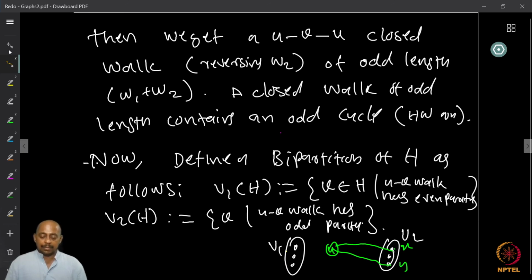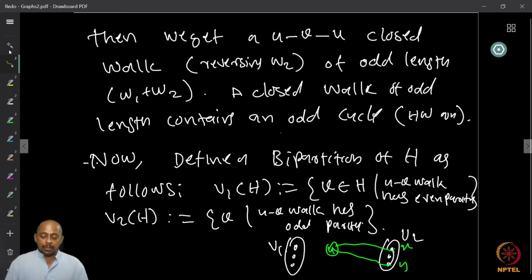U to x there is a walk which has, let's say, odd parity. Then U to y there is a walk which also has odd parity, which means that their sum has exactly an even number of edges. Now together with the edge xy, you get U to x, x to y, and y to U, a closed walk of odd length, which gives an odd cycle. An odd closed walk means there's an odd cycle.